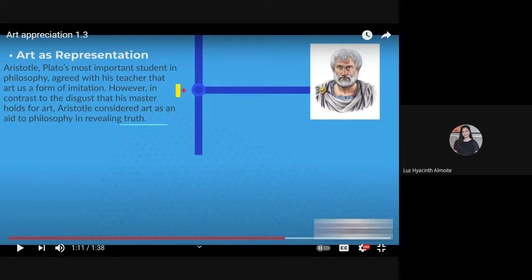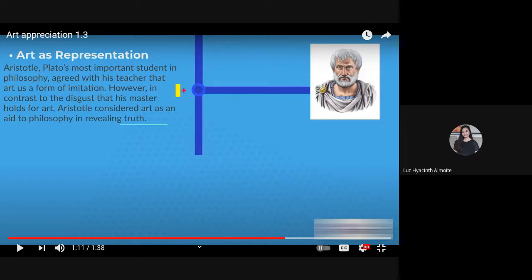Art as representation. For Aristotle, Plato's most important student in philosophy, he agreed with his teacher that art is a form of imitation. However, in contrast to the disgust that his predecessor holds, Aristotle considered art as an aid to philosophy in revealing truth. So the kind of imitation that the artist does is not antithetical to the reaching of fundamental truths in the world. For example, Aristotle in the Poetics claimed that poetry is a literary representation in general.